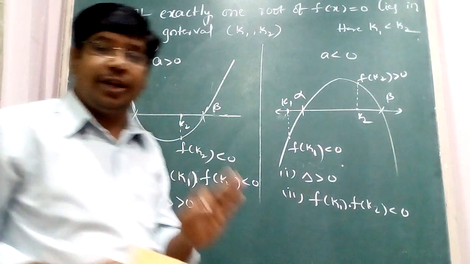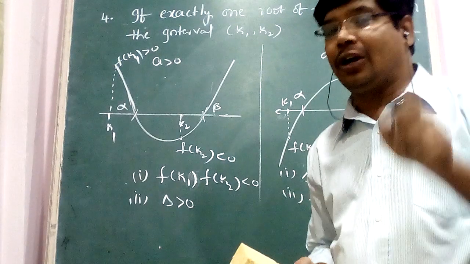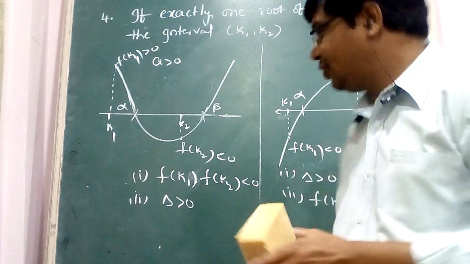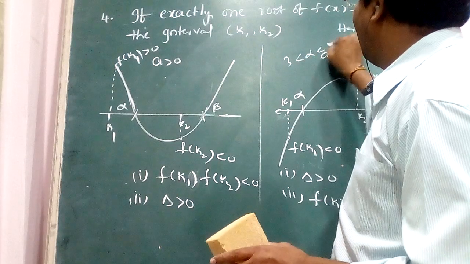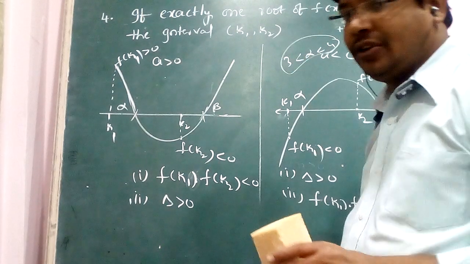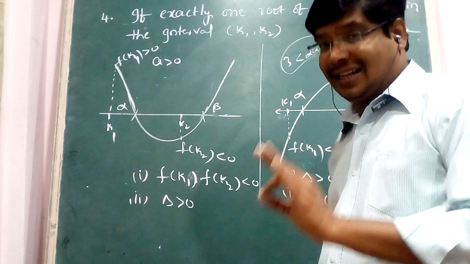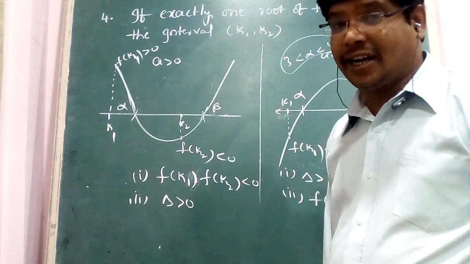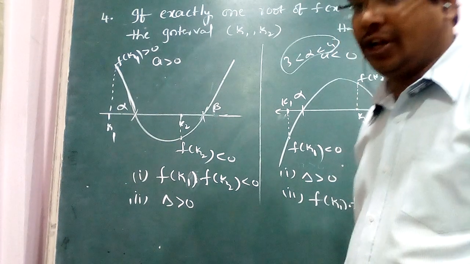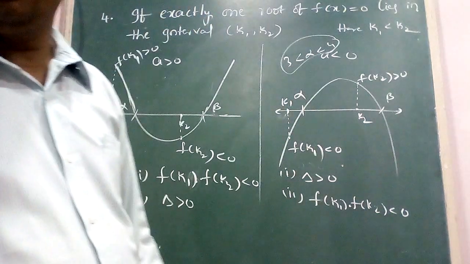In the fourth property, k1, k2 lies between these two. One root lies between. Suppose it is given alpha root means 3 less than alpha less than 4 is given. Like this, one of the conditions is given. You can apply this property: f of k1 into f of k2 less than 0, and delta value also greater than 0. This is the condition. Now, explaining the next property, that is property number 5.